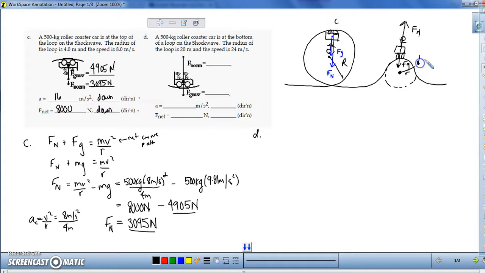So I'm going to call this direction the positive direction, and this one the negative direction. That just makes my setup easier. And I always make my direction positive in the direction of the centripetal force. With that said, I'm going to write my expression for this section, so you can draw it here.